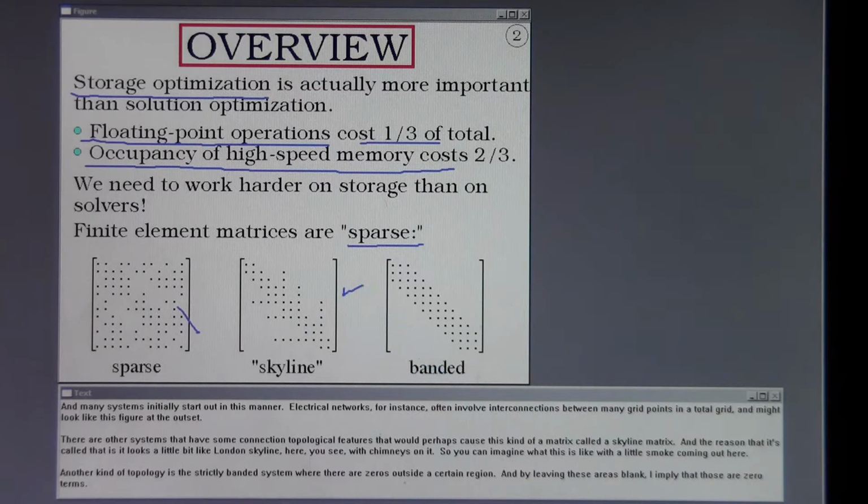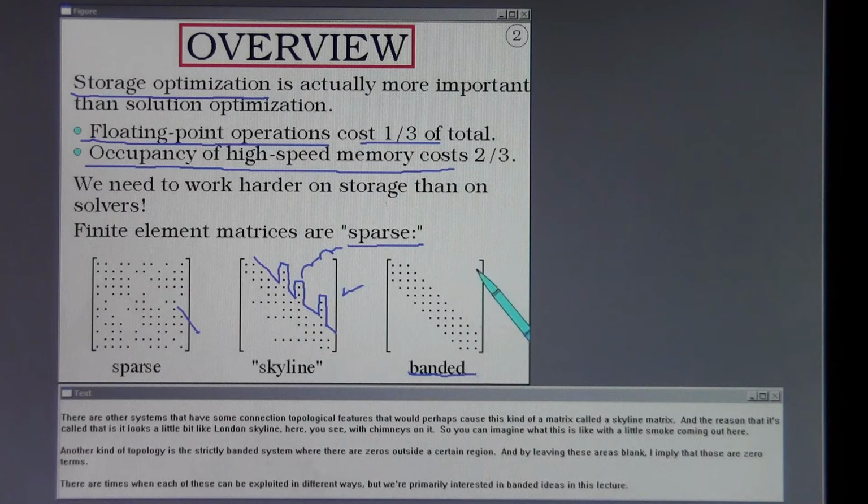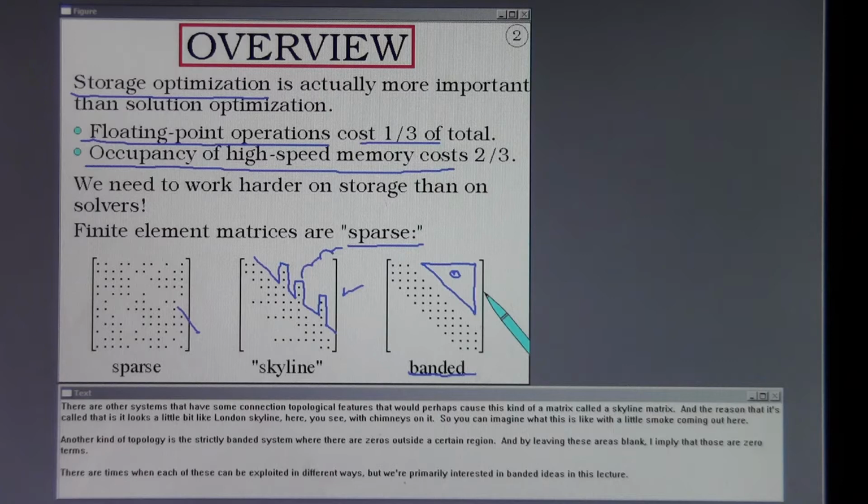And the reason that it's called that is it looks a little bit like the London skyline here you see with chimneys on it. So you can imagine what this is like. We'll put a little smoke coming out here. Another kind of topology is the strictly banded system where there are zeros outside a certain region. And by leaving these areas blank, I imply that those are zero terms. There are times when each of these can be exploited in different ways, but we're primarily interested in banded ideas in this lecture.